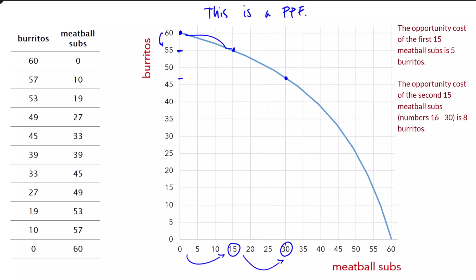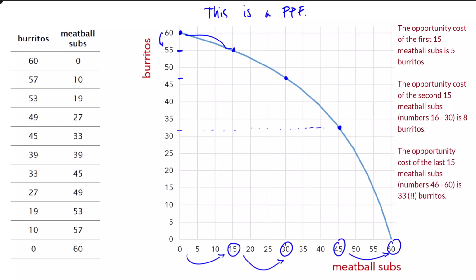And we would find the same thing throughout the curve. Let's just look at the last 15. So if we're here, 45 meatball subs, and we decide to go all the way to 60, all resources being used to produce meatball subs, how many burritos do we lose? Looks like 33. So to go from 45 to 60, we have to give up 33 burritos.